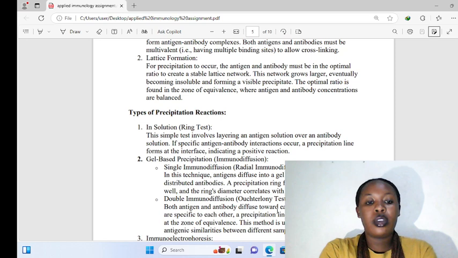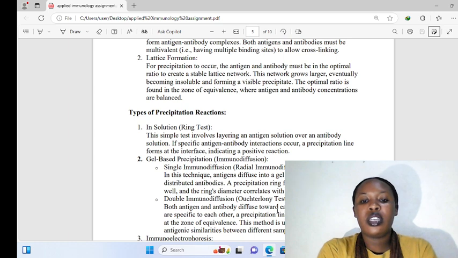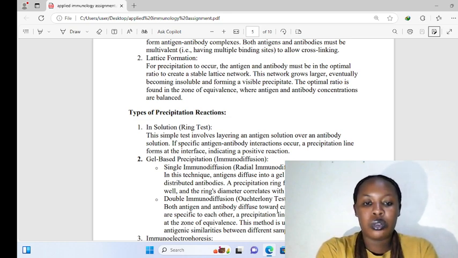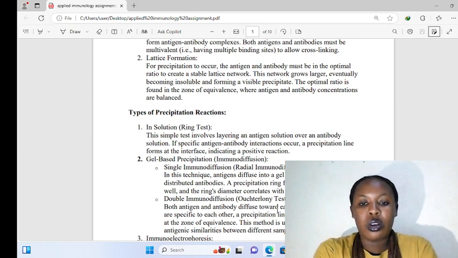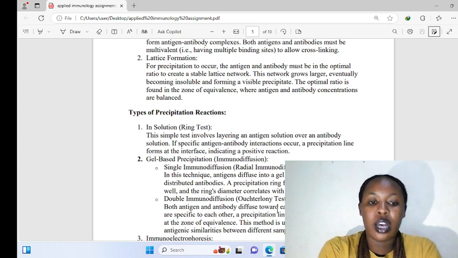The second one is lattice formation. In lattice formation, precipitation occurs when antigen and antibody are in optimal ratio to create a stable lattice network. This network grows larger, eventually becoming insoluble and forming visible precipitation. The optimal ratio is found in the zone of equivalence, where antigen and antibody concentration are balanced.